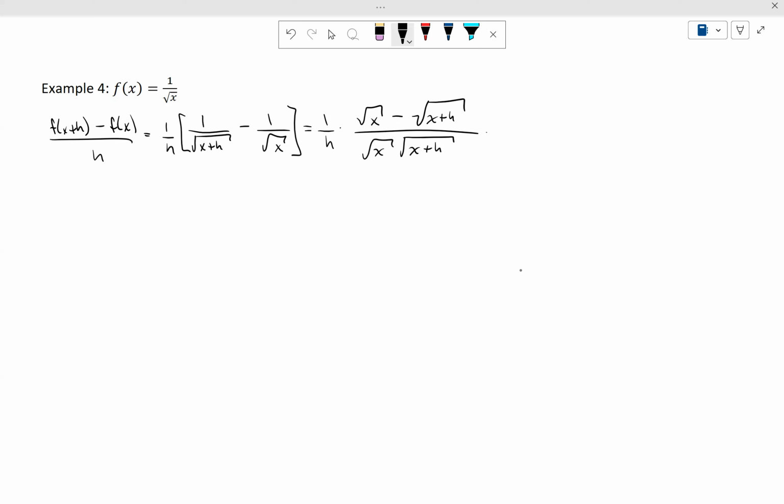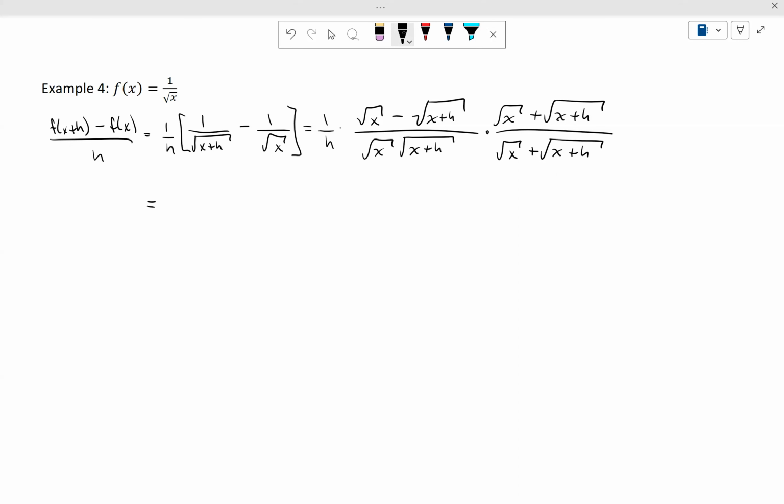Now, let's multiply top and bottom. Again, we have something that looks like a minus b. This makes it look like a squared minus b squared. So we multiply top and bottom by the conjugate of the numerator. So we have root x plus the root of x plus h all over root x plus the root of x plus h. All right, let's wrap that down.